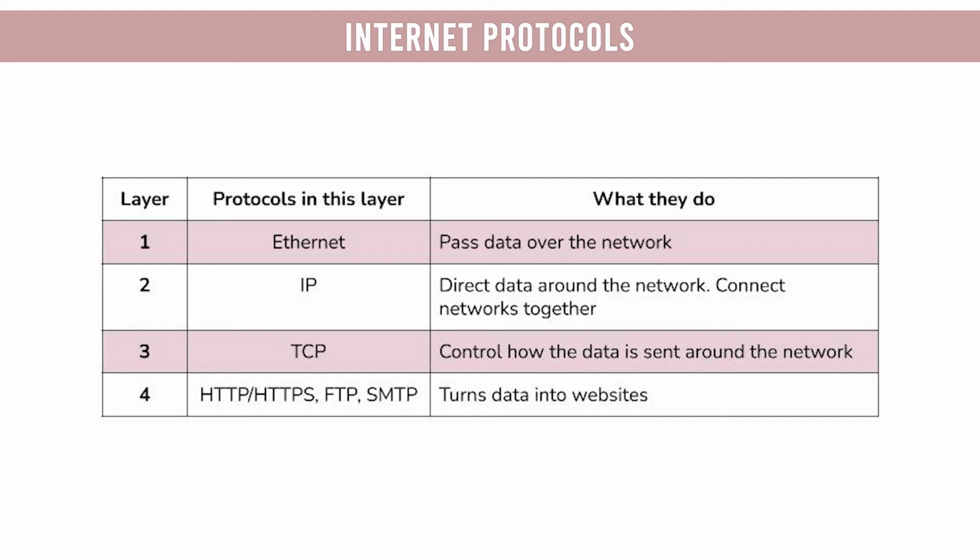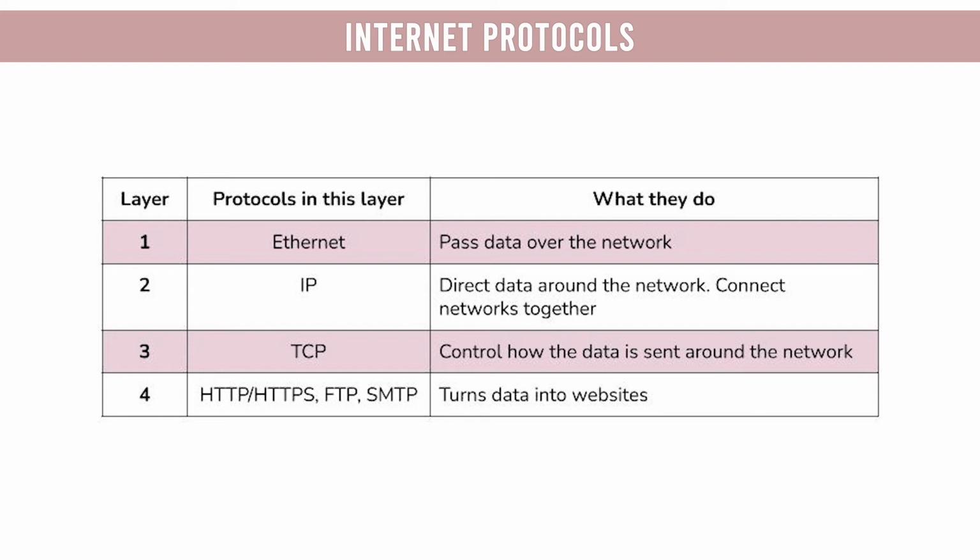So a level 1 layer is things like Ethernet. This is used to pass data as electronic signals over the network. This layer can communicate directly with the layer above it, layer 2, which is IP. This is used to make connections and transmit any data between networks.